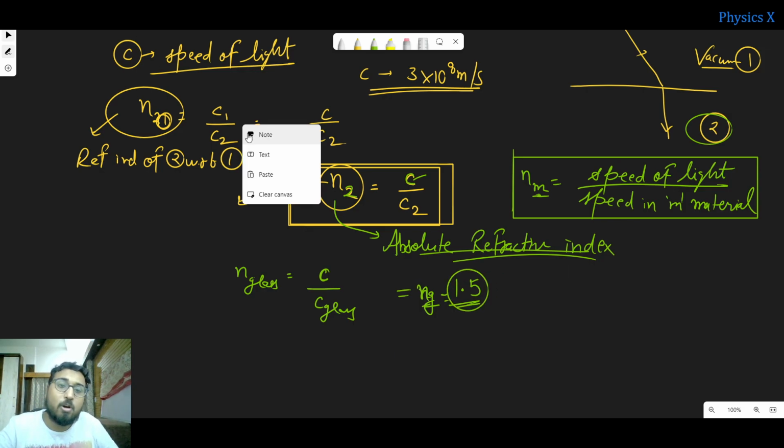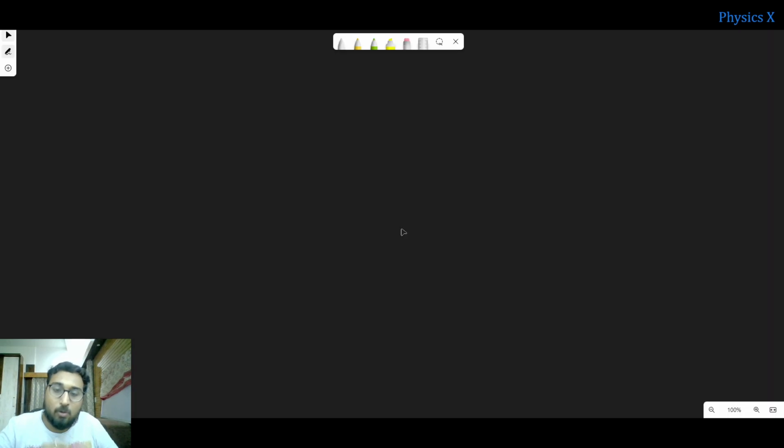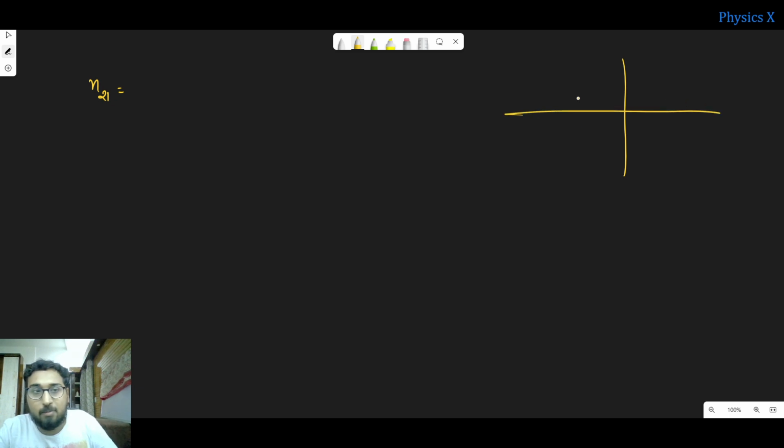The only formulas which you need to remember: the light bends towards the normal when it travels from an optically rarer medium to a denser medium, and the reverse happens from denser to rarer medium. And this formula you must know. n21, this is the refractive index of material 2 with respect to material 1, and you always draw the diagram like this. 2 means traveling to, so this will be your case, right?